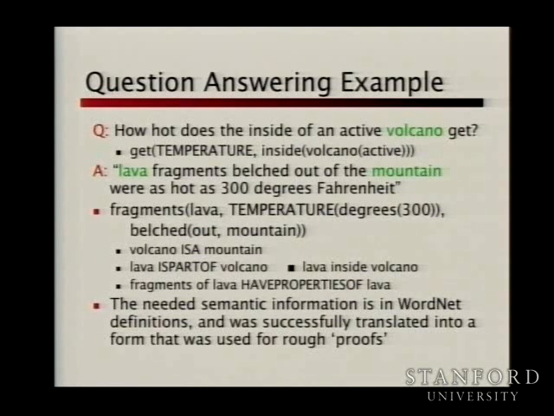And so they're able to use their lexical resources and inference system to say that a volcano is a kind of mountain, so they can make that connection, that lava is a part of a volcano, and so therefore fragments of lava have the properties of lava, and if lava's at a certain temperature and it's inside the volcano, then it's plausible that the inside of the volcano should be that temperature. So they can get that out as a kind of loose proof and answer 300 degrees Fahrenheit, which is kind of cool.